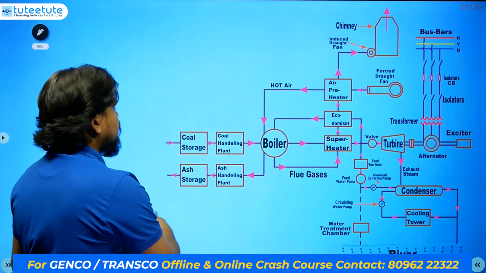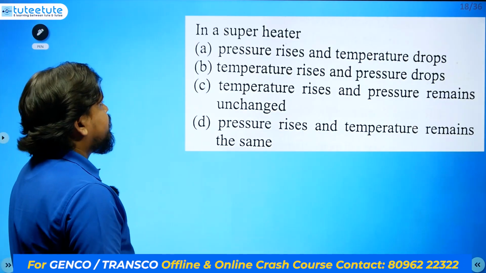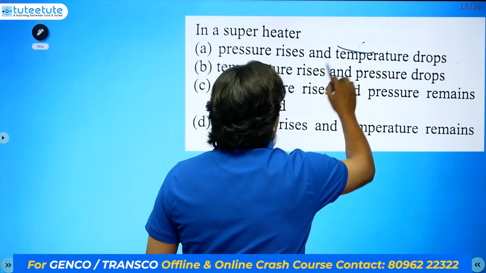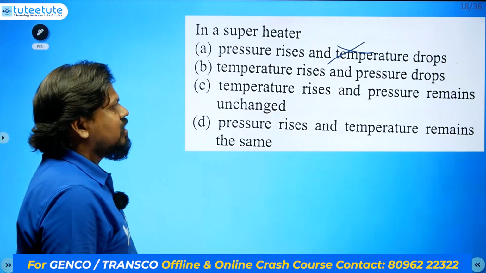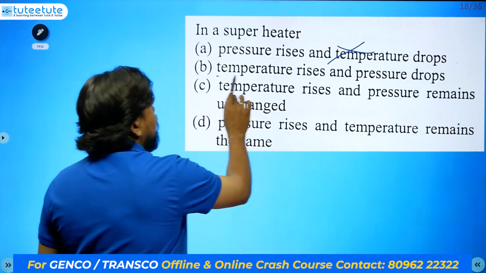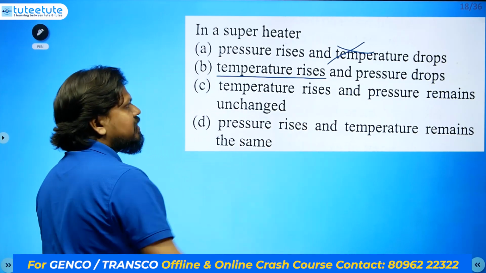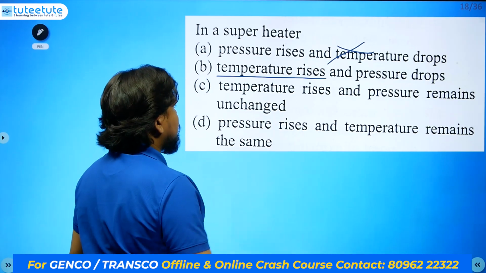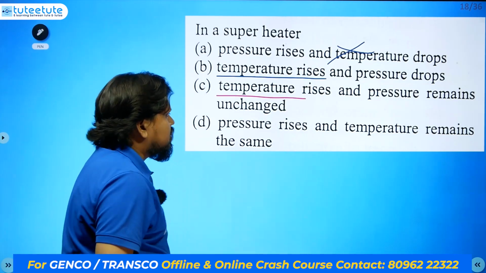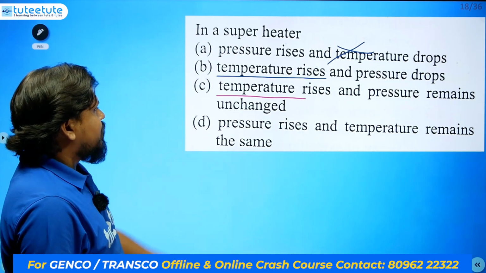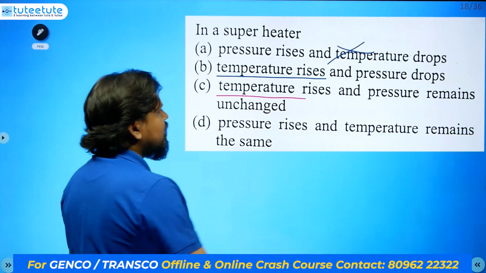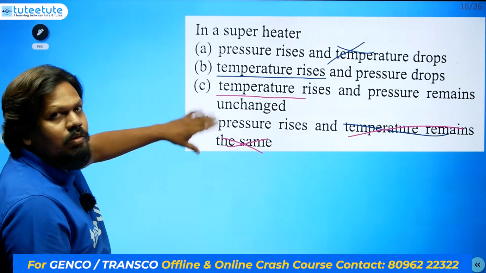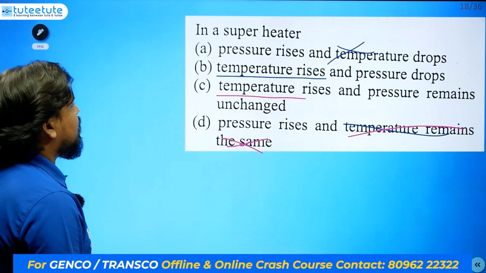What about pressure? We need to observe pressure. Among these options, pressure rises and temperature drops is the wrong answer. Temperature rises and pressure drops: the temperature rise is correct, but we need to understand whether pressure drops or not. Temperature rises and pressure remains unchanged might also be the correct answer. Pressure rises and temperature remains the same: the temperature will not remain the same, it will increase. So we eliminate these two options. Which of the remaining two is correct?